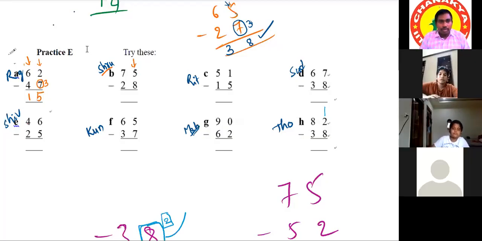Sir, 7 minus 2 is 5. Because the other number is mismatched, we'll write 4. Okay. And sir, 8 will change into 2. 8's complement is 2. Yeah, sir. Then 5 plus 2 is 7. That's all. That is the answer.